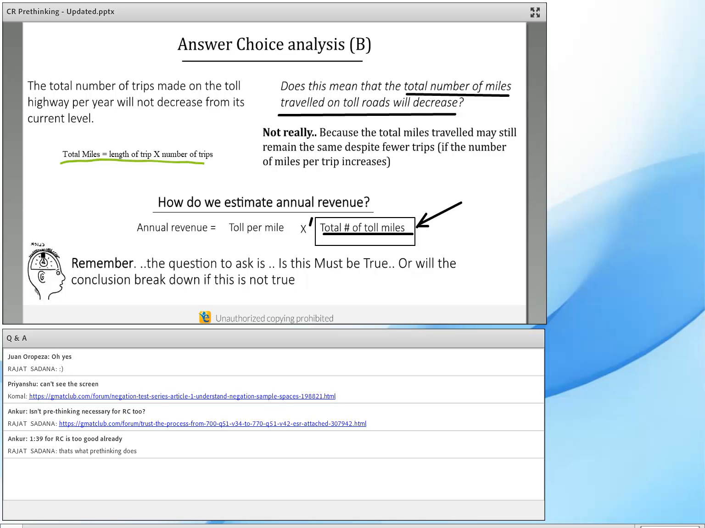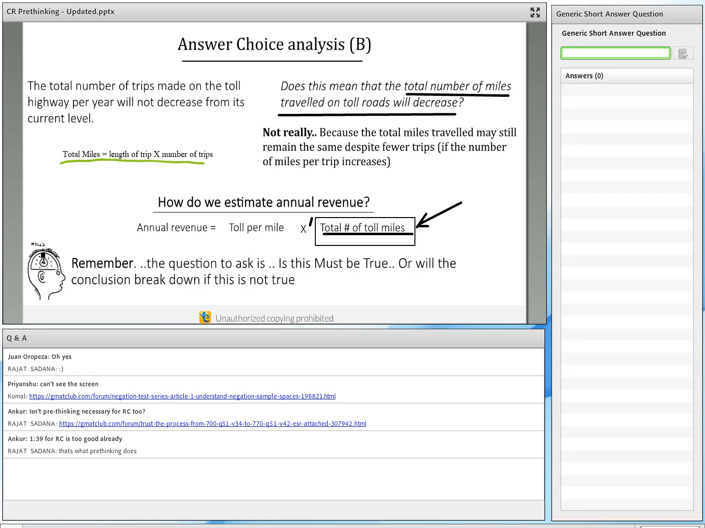Even if the average length went down, what if the average number of trips went up? Total miles will still remain the same. The important thing that you have to ask is, must that be true? And the answer to that is no. Why? Because there's a potential compensating factor. Is that clear?